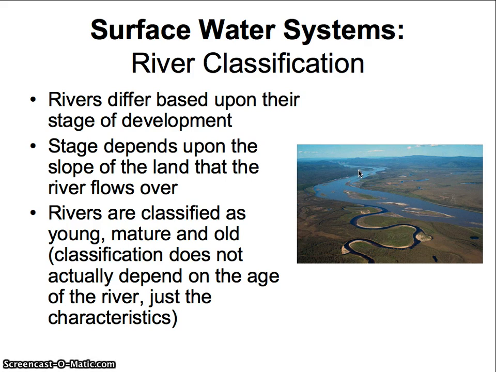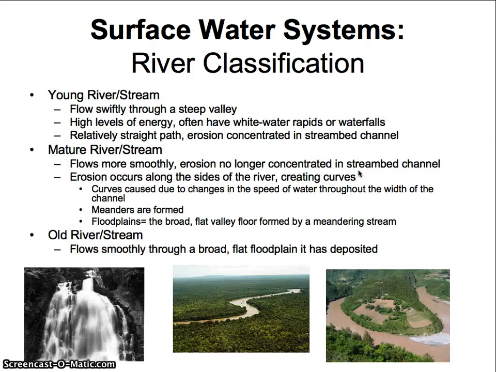It's actually just the characteristics that the river has, which again is based on the topography of the land. So we have 3 different river classifications. A young stream, which is here depicted on the left, typically flows swiftly through a steep valley. It's usually high in energy, often associated with white water rapids or waterfalls.